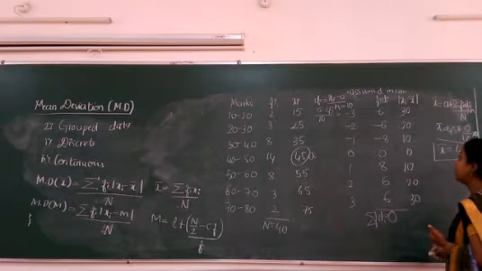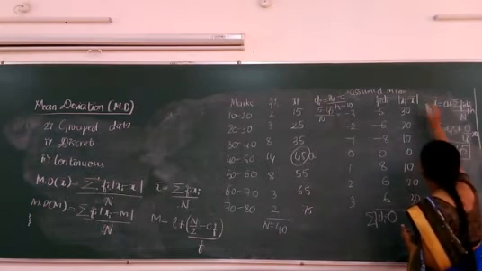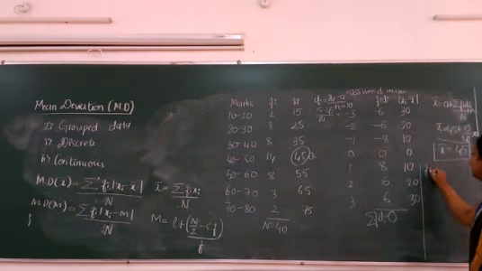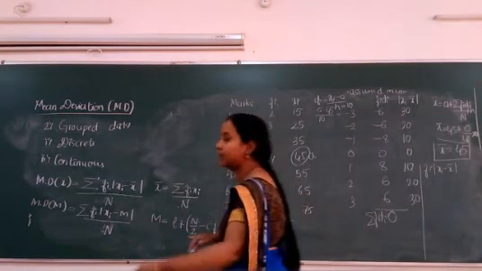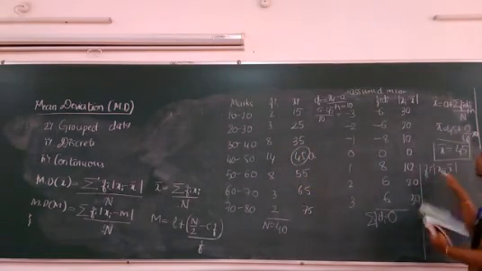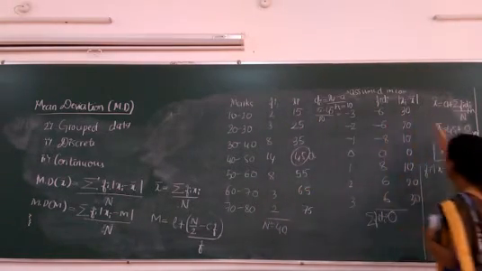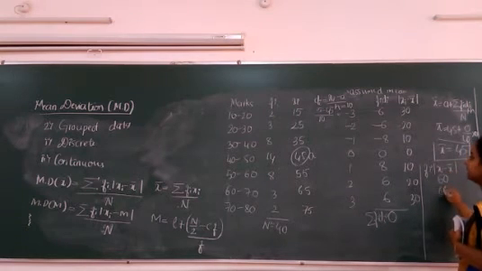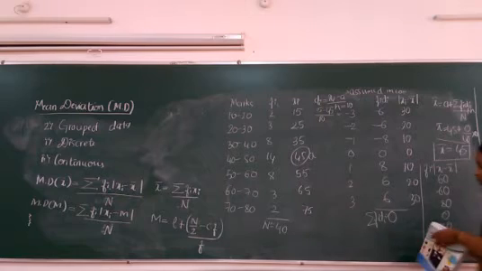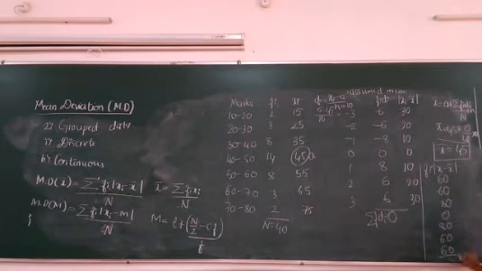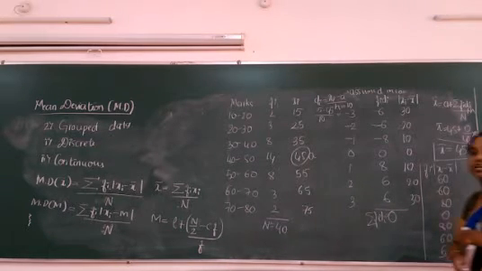And finally our next column: fi into modulus of xi minus x bar. The same thing repeats from our previous problem. 2 into 30 is 60. 3 into 20 is 60. Next, 80. Finally 0, 80, 60 and 60. What was the total sum we got last time? It was 400. Now we know the sum, so we will calculate the mean deviation about the mean.